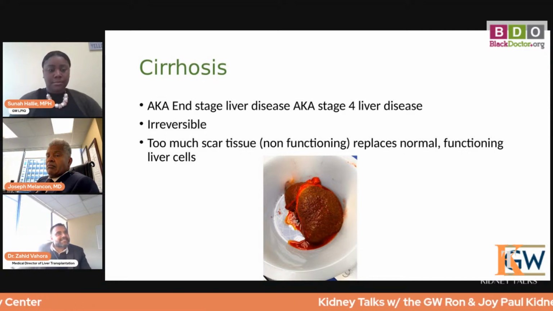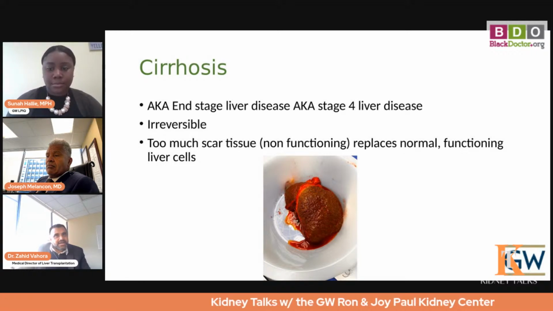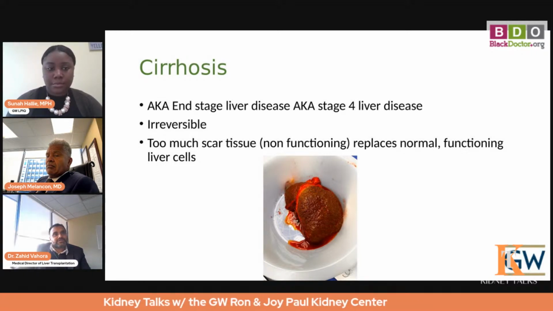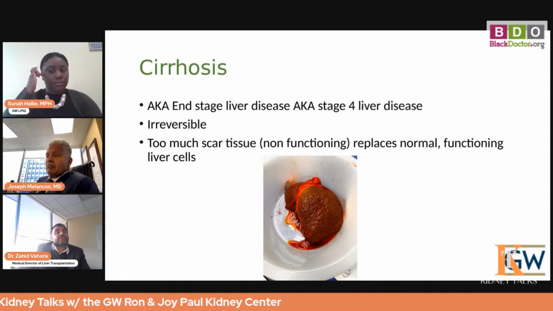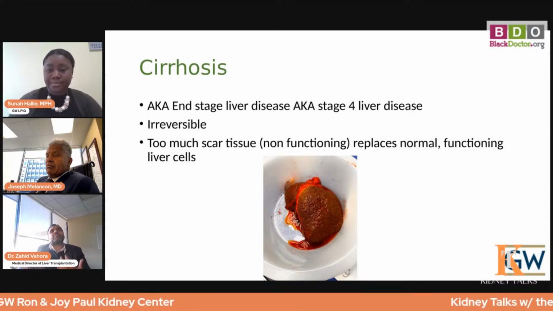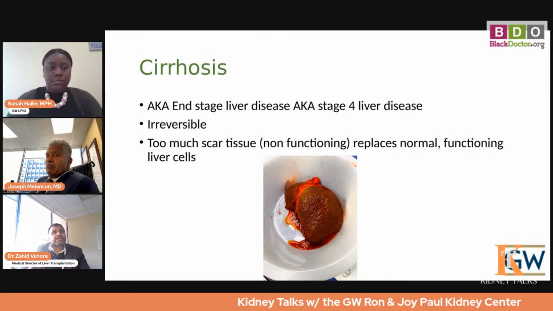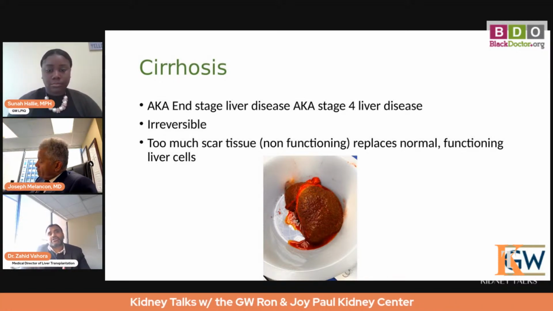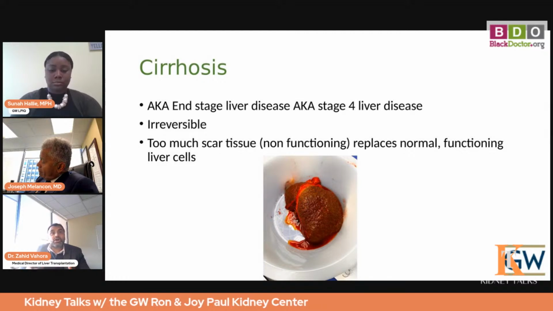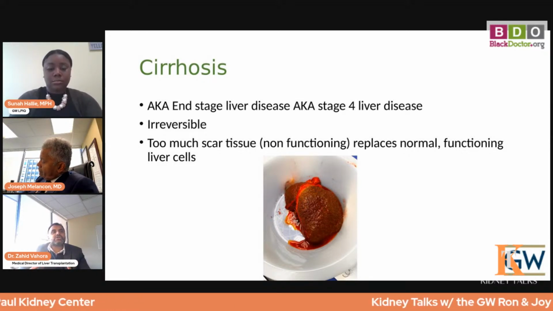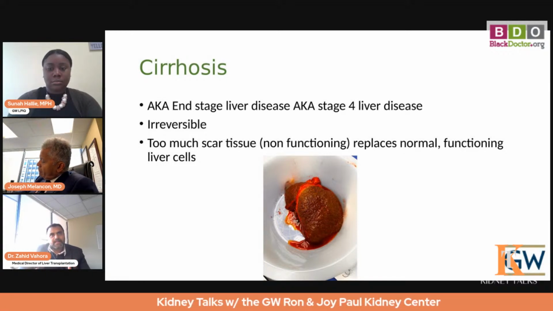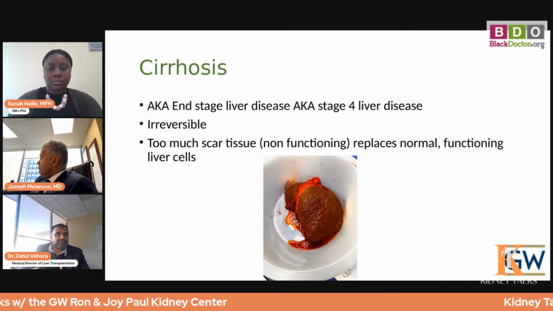So cirrhosis means end-stage liver disease. It's also known as a stage 4 liver disease. Once you get the cirrhosis, it is irreversible. But what's the problem with cirrhosis? Why is cirrhosis an issue? It's an issue because at this point, there's too much scar tissue in the liver, and the scar tissue doesn't do the normal work of the normal liver. The scar tissue replaces the normal functioning liver cells. So then you develop the complications of cirrhosis, which we'll talk about. But the main thing to remember is once you have cirrhosis, that cirrhosis is there to stay, unfortunately.